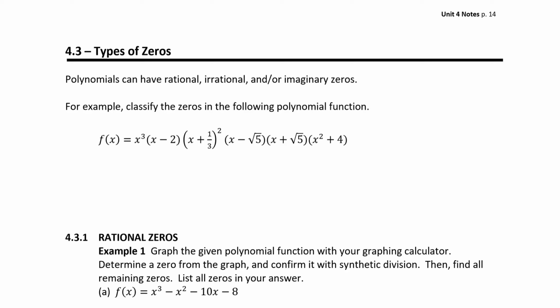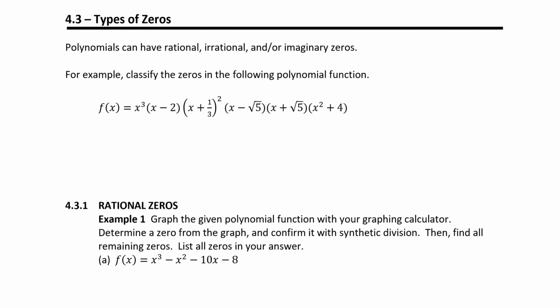Section 4.3, Types of Zeros. Polynomials can have rational, irrational, and/or imaginary zeros. For example, classify the zeros in the following polynomial function. Notice f of x is in factored form. So to find the zeros, we simply set each factor equal to 0 and solve for x.